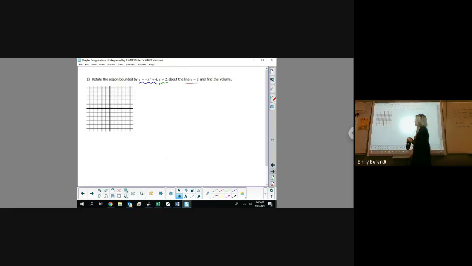All right, so negative x squared plus 4. We know it's shifted up 4, 1, 2, 3, 4. It's opening down. So we're going to go left 1 and right 1 and down 1. Left 2 and right 2, down 4. Y equals 2. We've got our horizontal line, 1, 2. And that's also what we are rotating about.